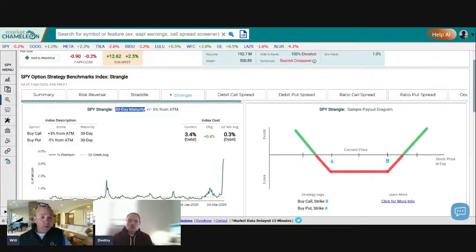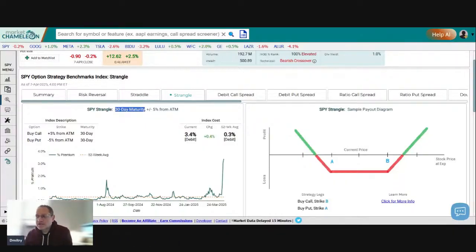Well, with the strangle, right? With the straddle, you're talking about an at the money option. So in the straddle, you're looking at an at the money strike. So the stock has to move away from the current strike price by enough.